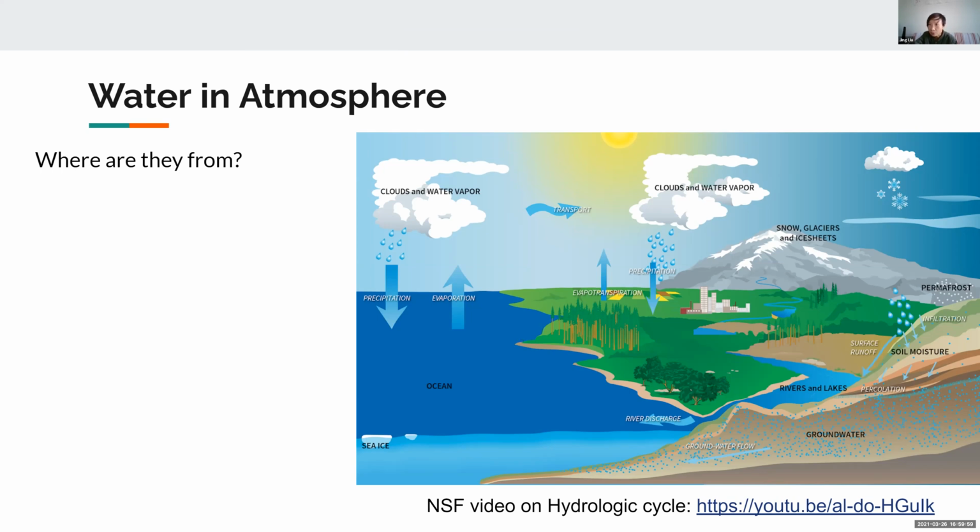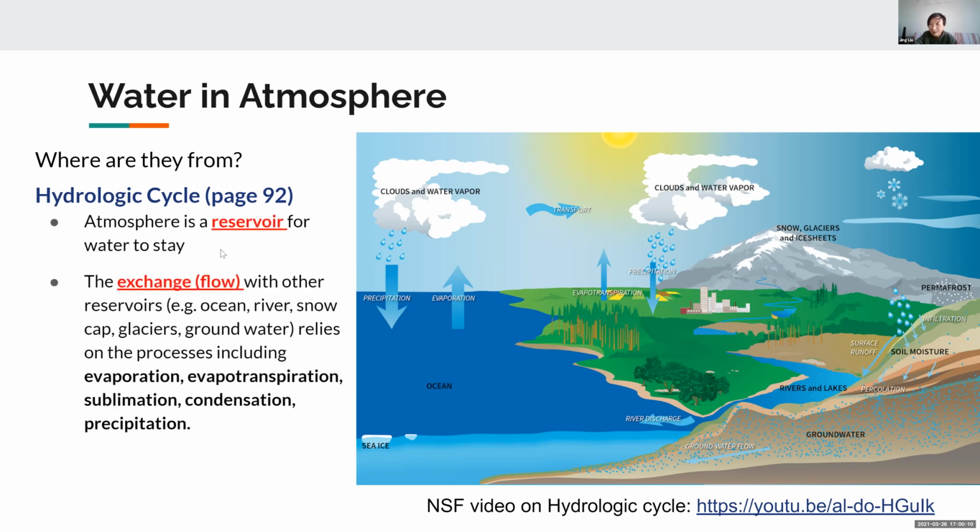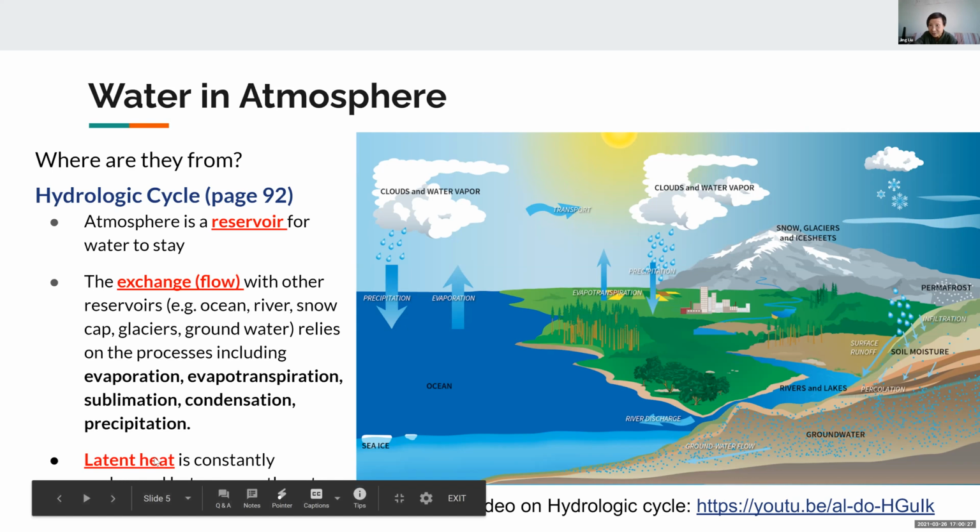So basically we want to understand where they are from. The hydrologic cycle, on page 92, and how water recycles between different Earth systems, like the hydrosphere, atmosphere, biosphere, even the lithosphere, groundwater, right? The water in our rocks. Again, there is latent heat associated with each step.